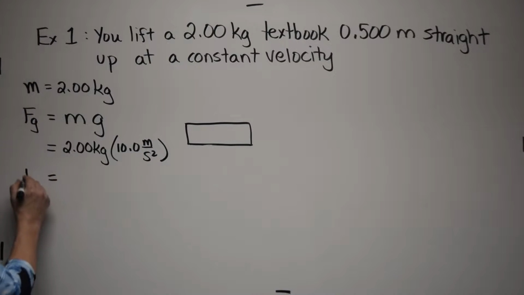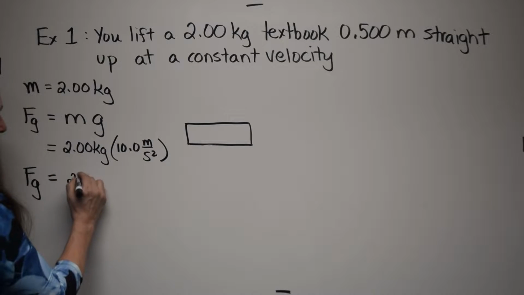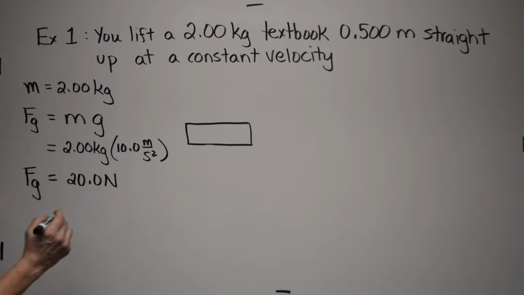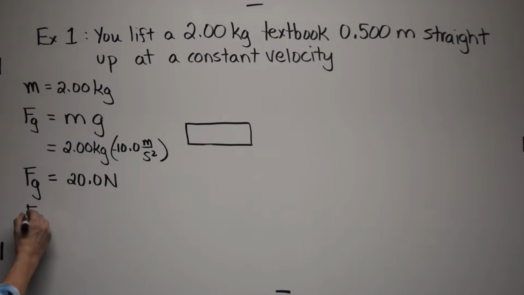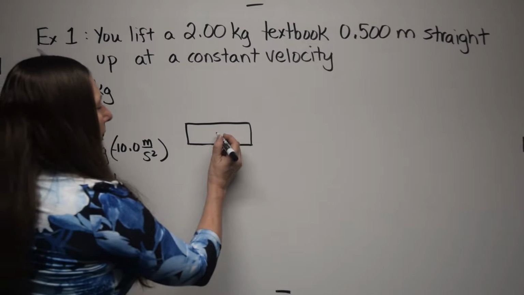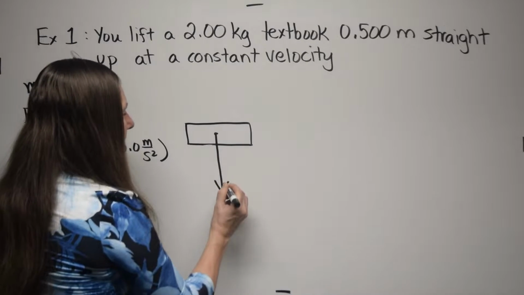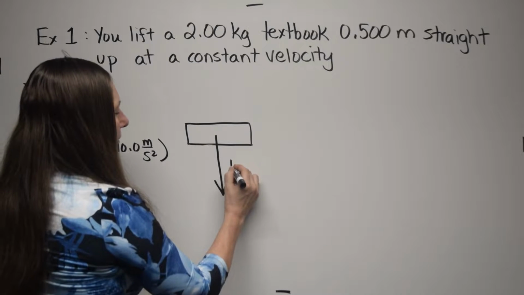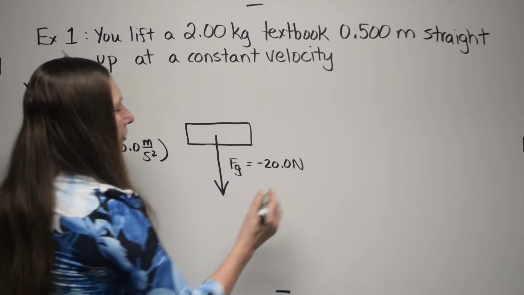So that means that the weight of the book, the gravitational force pulling down on the book, is 20.0 newtons. Now we also know that we can make the gravity negative, in which case Fg is negative 20 newtons. So from the center of the object, we draw the weight Fg straight down, and we can label Fg equals negative 20 newtons.